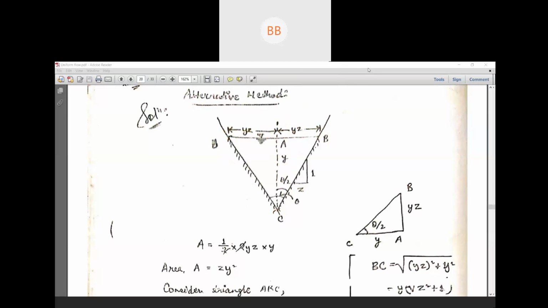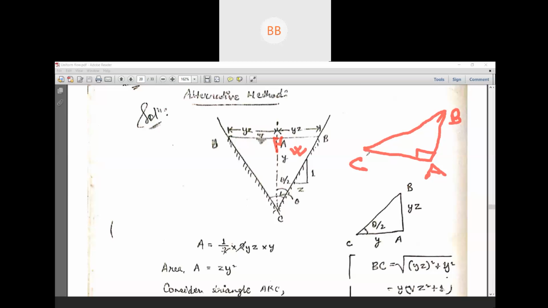So now we are going to consider this triangle. Definitely this is your 90 degree. So we draw like this. The 90 degree is at point A, so this will be your A, this will be your B, and this is your C. We join.